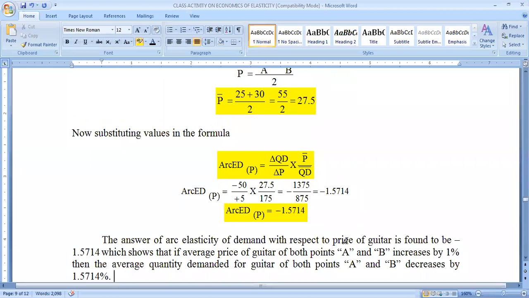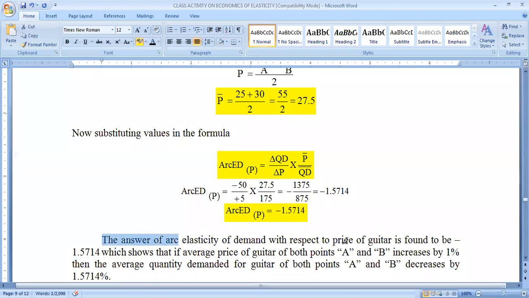The minus sign shows that if average price of 2 points increases by 1%, then average quantity demanded for 2 points will decrease by 1.5714%. So this is the interpretation of arc elasticity of demand. Let me read it for you people in a systematic way.